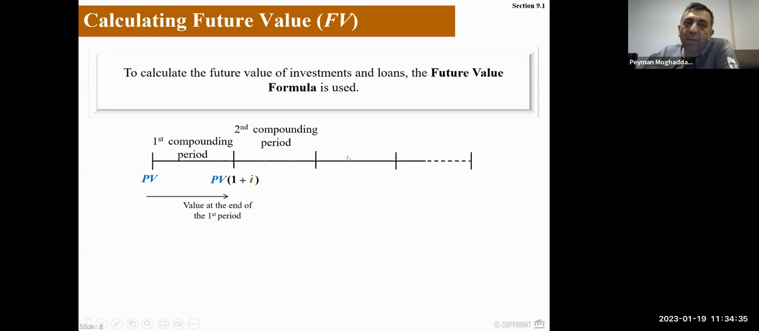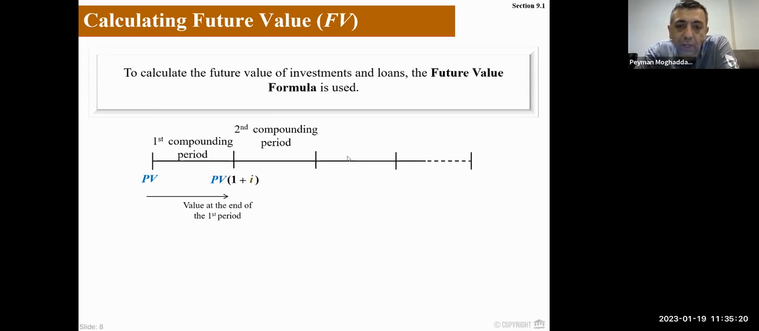For example, the compounding period can be a year, it can be months, it can be days, it can be semi-annually, it can be quarterly. So the compounding period can be different from the annual period. If the compounding period is half a year, it means that you take your money out every half a year and you reinvest it again. If the compounding period is monthly, it means that every month you take your money out and you reinvest it again. That's how compounding works.